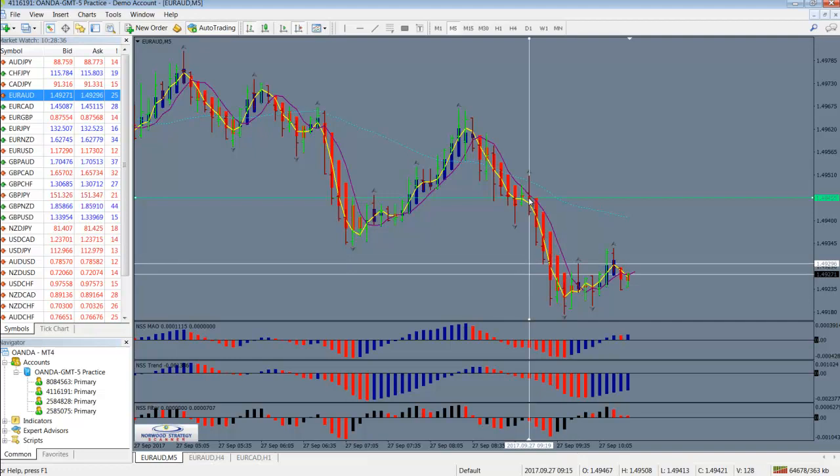So that's how you would manage the trade, is manage it on the 5-minute. If you want to manage it on the smaller, on the 1-minute, that's okay, that's up to you, but that's how we manage it on the 5-minute.